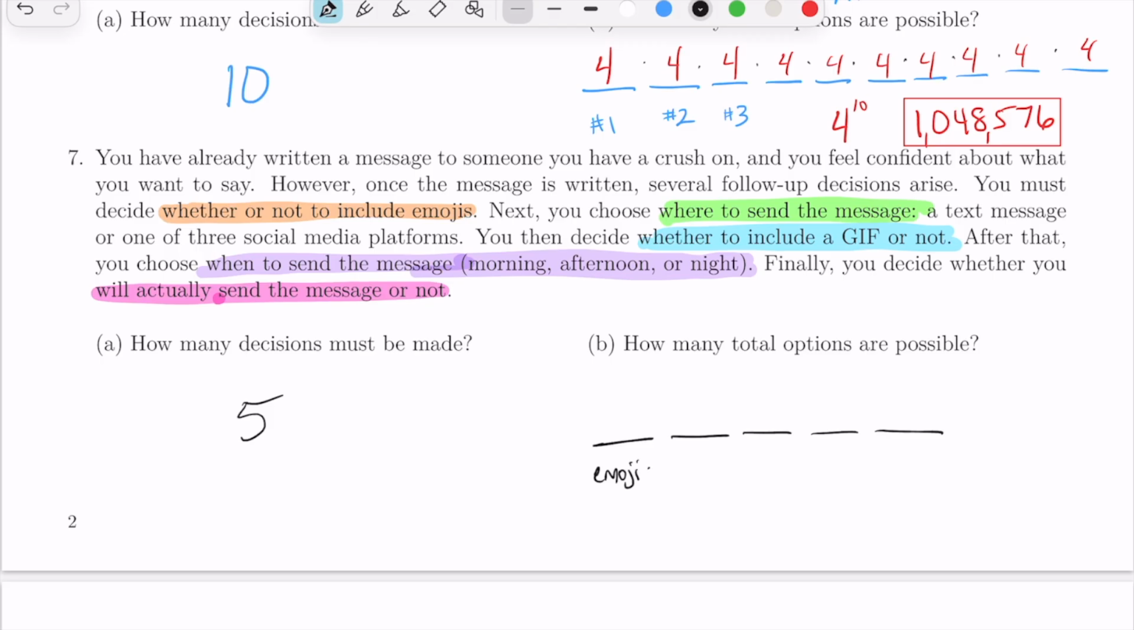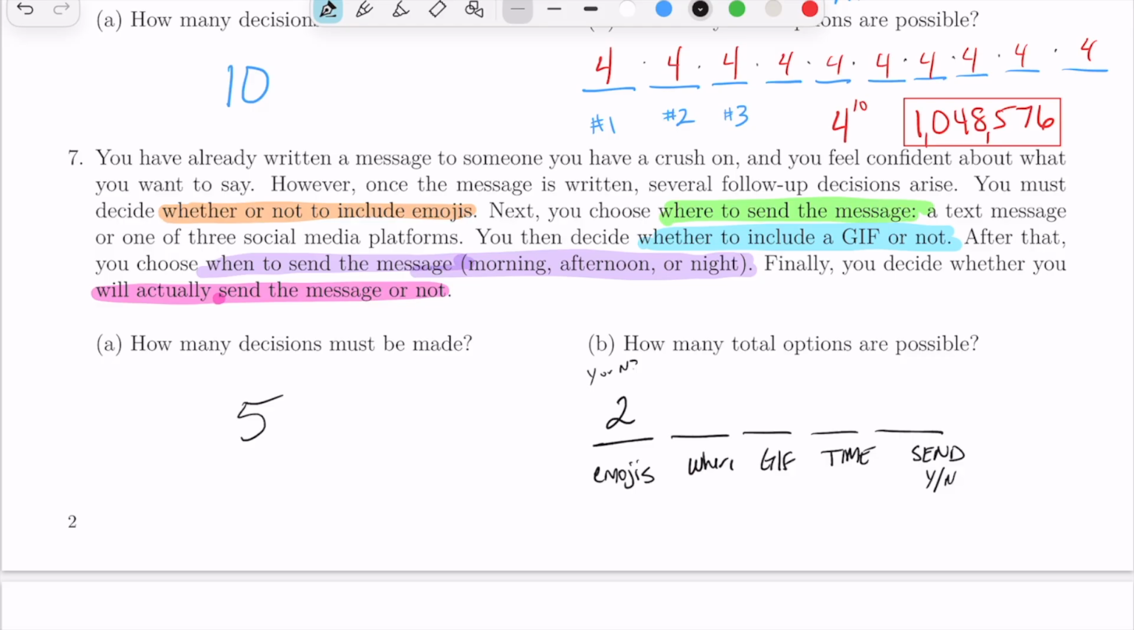We have emojis or not. Then we have where to send it. We're going to decide whether or not we want to include a GIF, and then the time, and then do we actually send it? Like, how many times have you had something all written out and then you just decide not to send it, right? That's a choice. So each one of these then is a do you include emojis, yes or no? Well, that means you have 2 choices here.